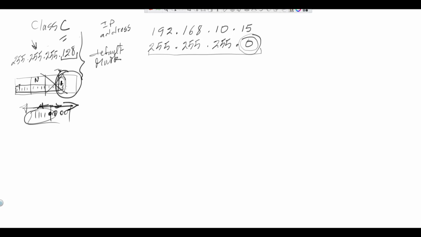Now let's look at the scenario here. What does it mean when we add these two together? Well, one thing for sure, it's going to tell us what is the network we're dealing with. So you're going to multiply bit by bit each one of these. 255 is basically all ones. So this octet here is all 8 ones, 8 ones, 8 ones. You're multiplying ones by 192, you're going to get 192. You're multiplying all ones by 168, guess what you're going to get? You're going to get 168. You're multiplying all ones by 10, you're going to get that. You're multiplying 0 by 15, you're going to get 0. This will be the network address.